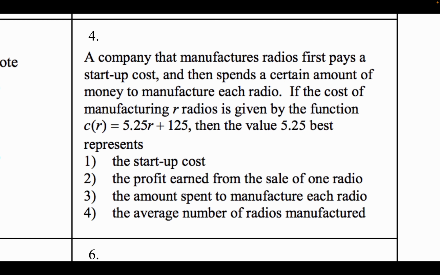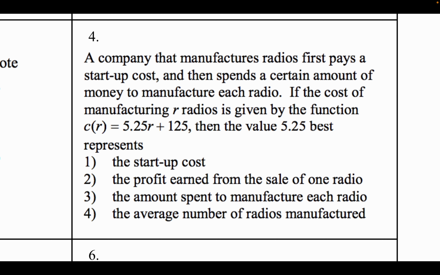Number 4 says a company manufactures radios, first pays a startup cost, and then spends a certain amount of money to manufacture each radio. If the cost of manufacturing r radios is given by this function right here, what does the value 5.25 best represent? So if they pay a startup cost, that's a cost that's not changing, which would be represented by this plus 125 right here.